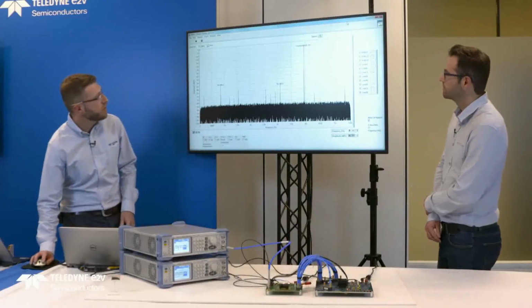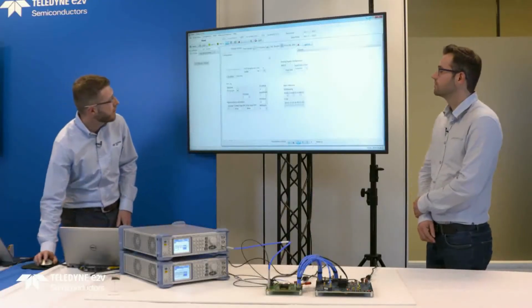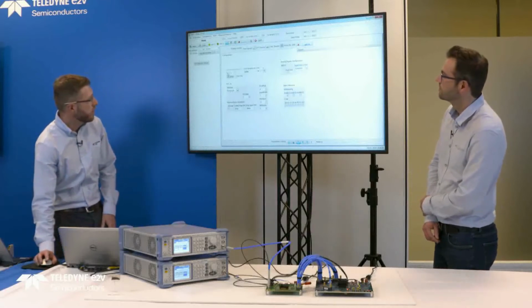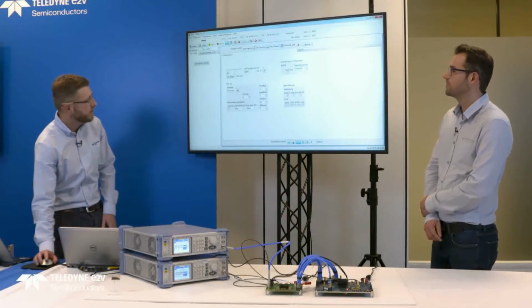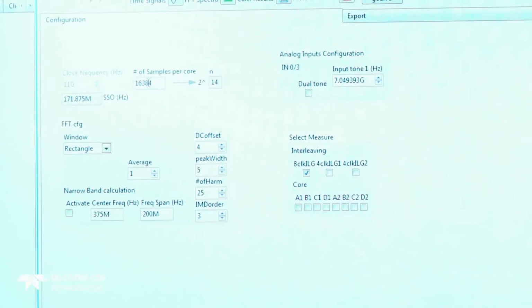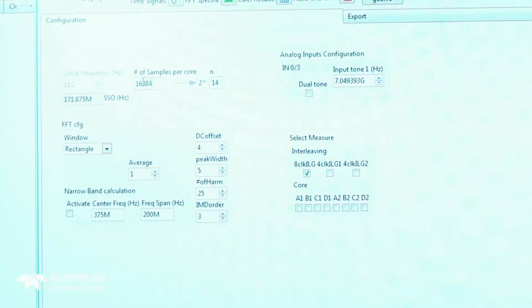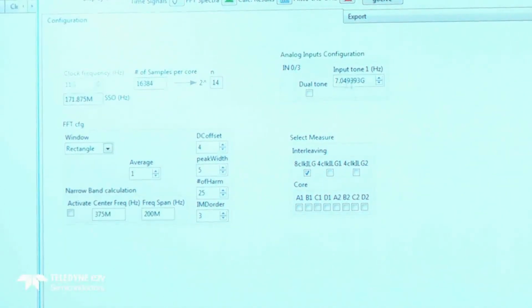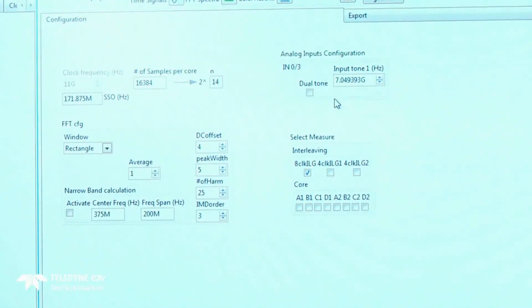Let me first introduce the user interface here. This is the acquisition tab, on which you have to configure the clock frequency. Here it is set at 11 gigahertz. This is the number of samples per core used for the fast Fourier transform analysis. This is the input signal that is used for computation of performance. And this is the selection of measurements coming out of the different cores.